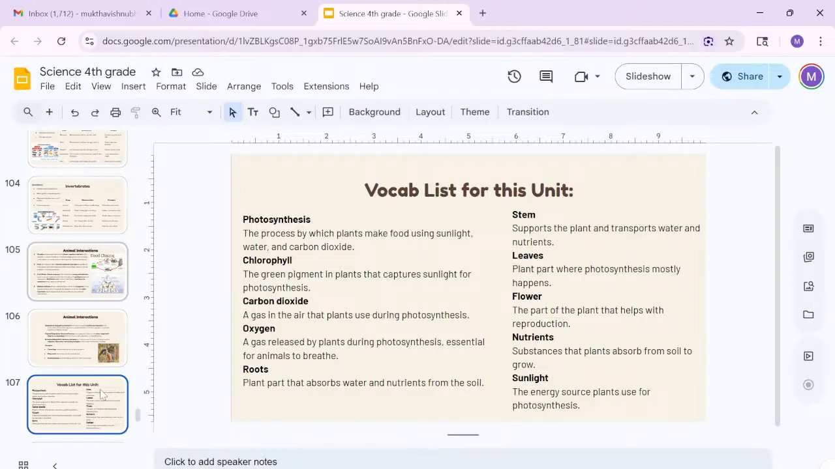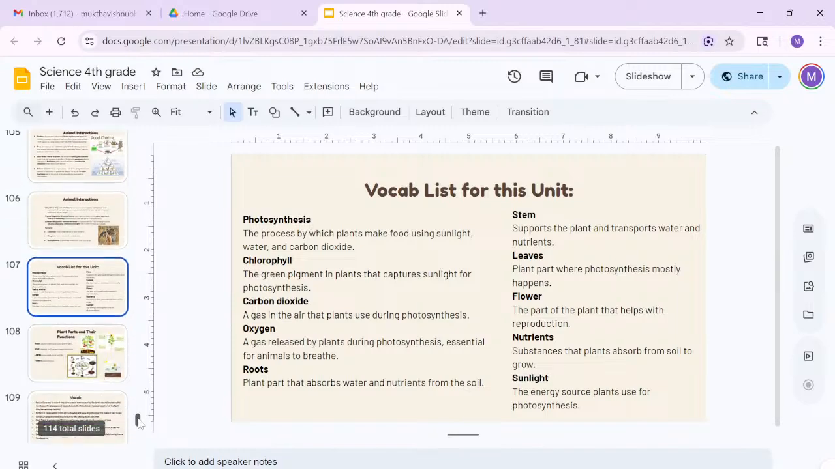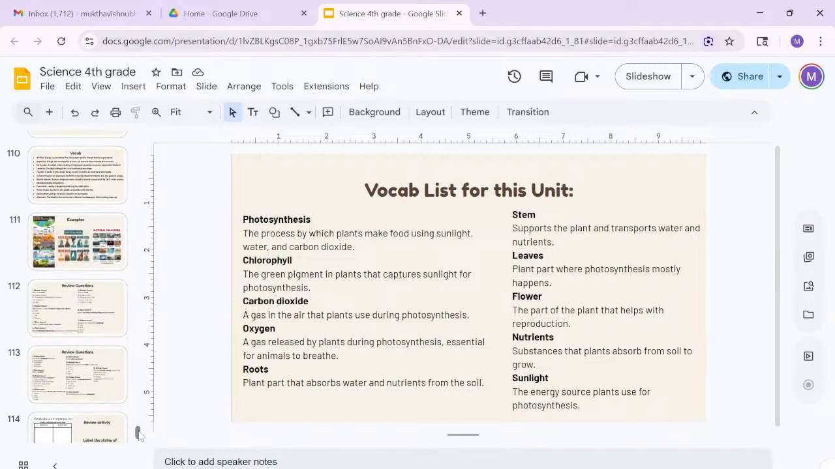So now that we talked about animals, we're going to talk about another type of living thing called plants, basically. And the vocab list is photosynthesis, the process by which plants make food using sunlight, water, and carbon dioxide. Chlorophyll, the green pigment in plants that captures sunlight for photosynthesis. Carbon dioxide, a gas in the air that plants use during photosynthesis. Oxygen, a gas released by plants during photosynthesis, essential for animals to breathe. And lastly, roots, the plant part that absorbs water and nutrients from soil.